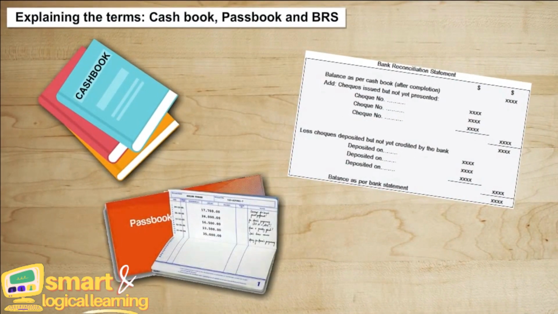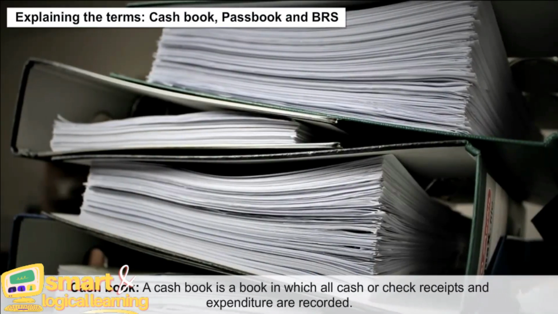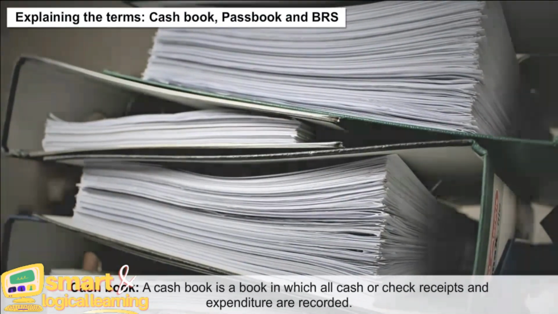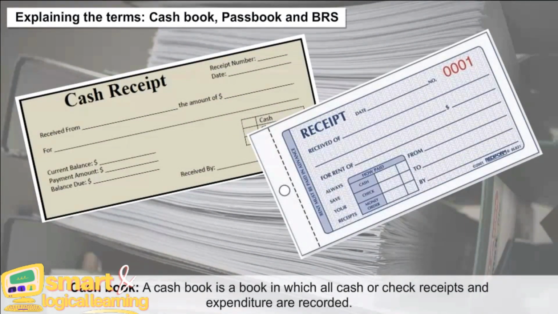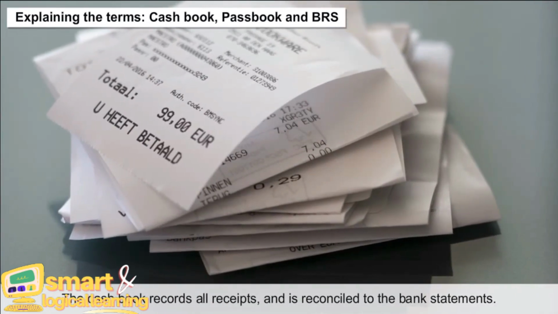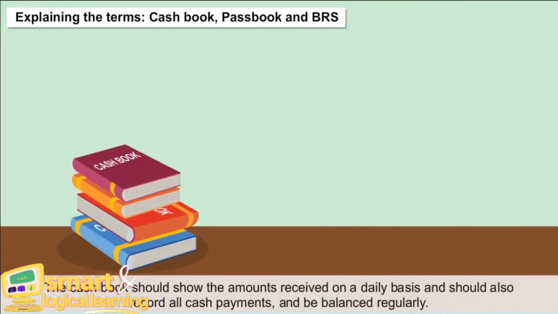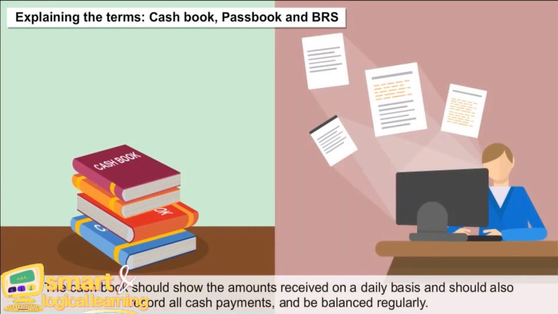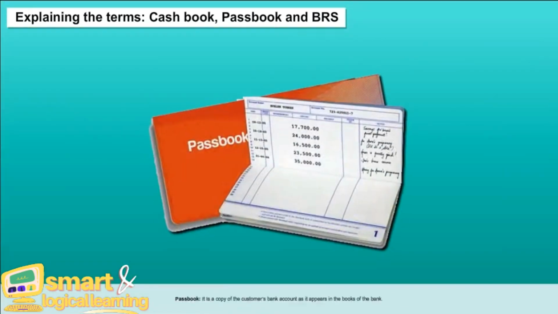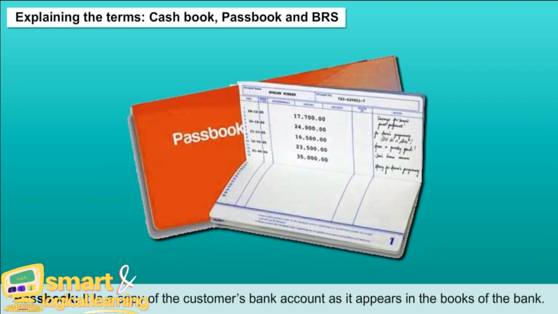Explaining the terms cash book, passbook and BRS. Cash book. A cash book is a book in which all cash or check receipts and expenditure are recorded. The cash book records all receipts and is reconciled to the bank statements. The cash book should show the amounts received on a daily basis and should also record all cash payments and be balanced regularly. Passbook. It is a copy of the customer's bank account as it appears in the books of the bank.